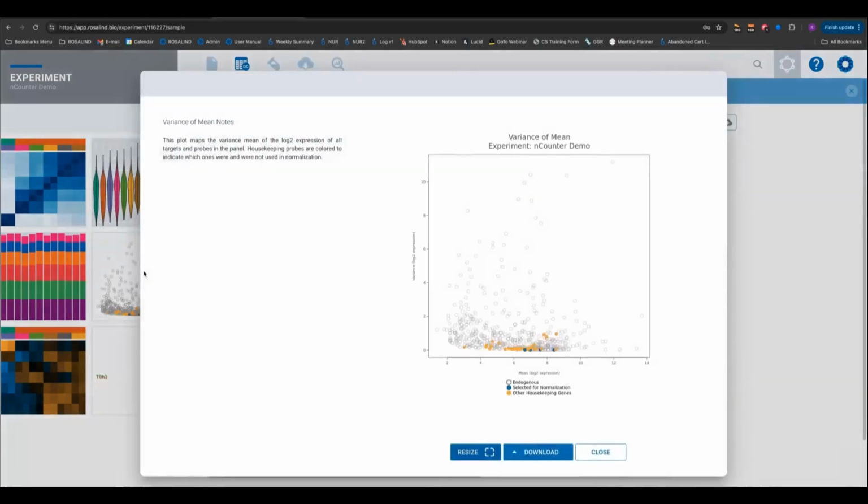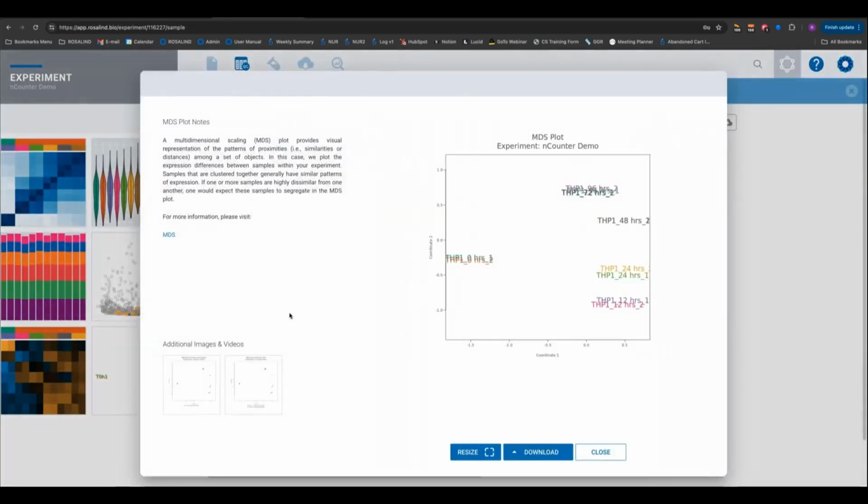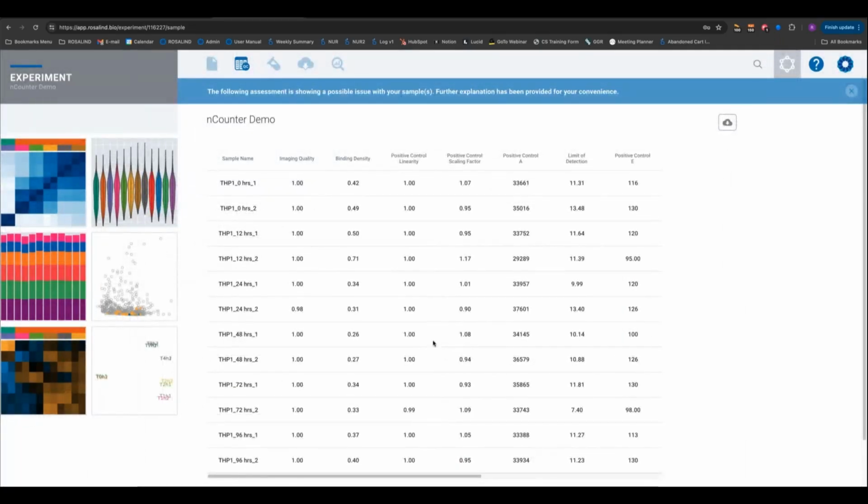We have this variance of mean plot, which is showing you essentially the performance of your housekeeper genes. You can certainly ask more questions about this, but it's basically showing you that the genes used in normalization, shown here in blue, have quite low variance relative to the other potential housekeepers shown in orange. And we also have an MDS plot. So this is a multidimensional scaling plot. You're reducing the dimensionality of your data set, allowing you to look at the relationships and the similarity between your samples. Very similar in principle to PCA, or principal component analysis. And you can layer on top your different attributes. In this case, we have different time points and different treatments. So that's a quick overview, Kiki. Thank you so much.